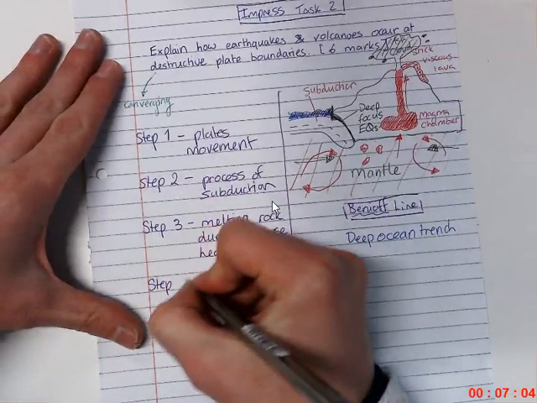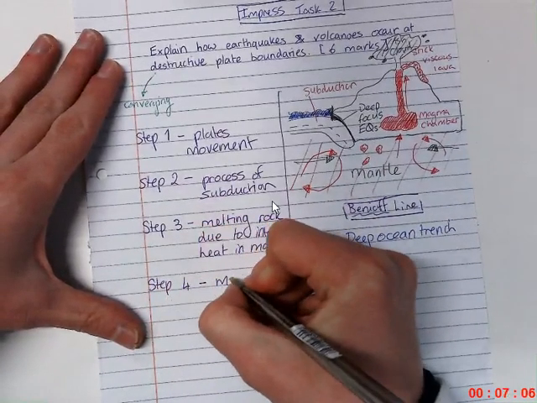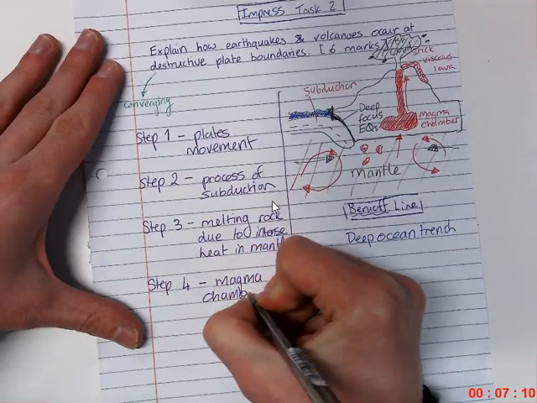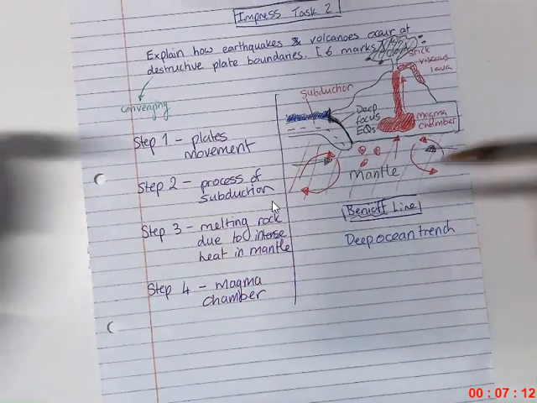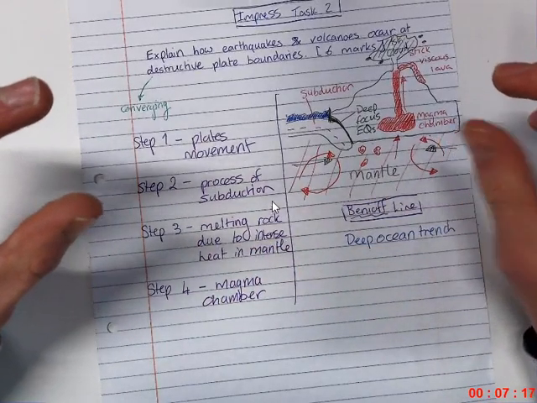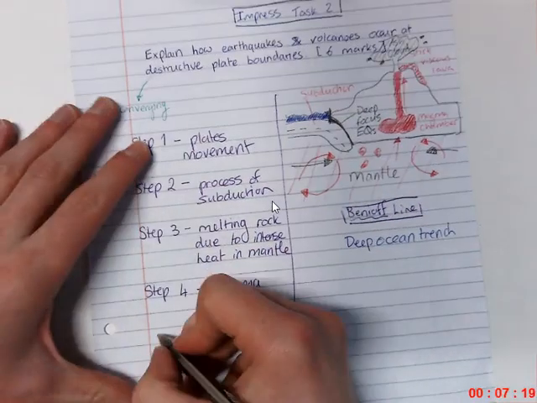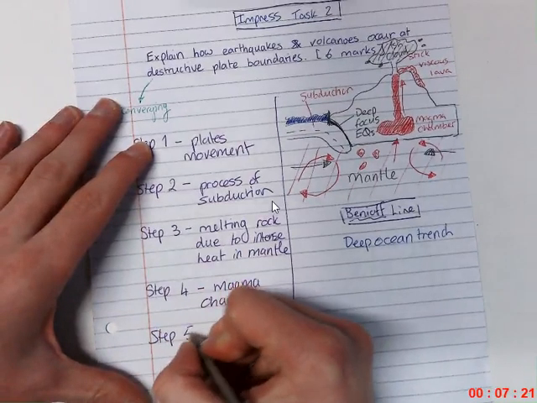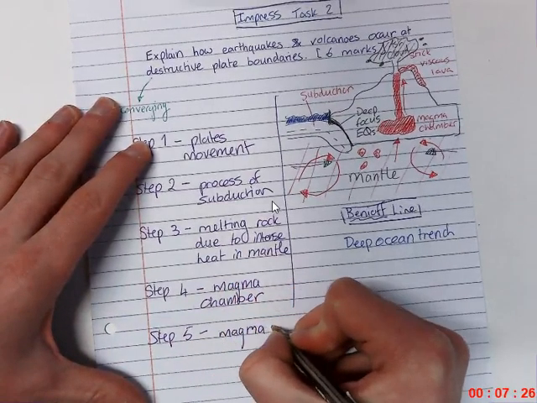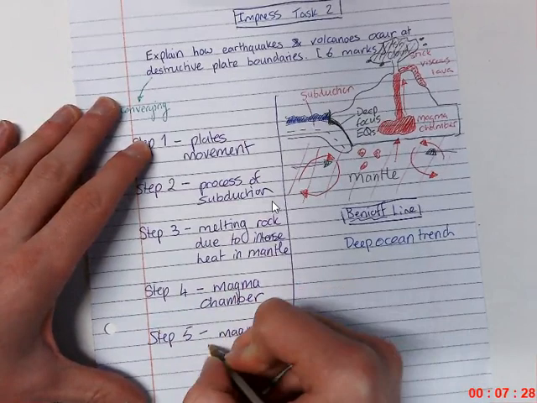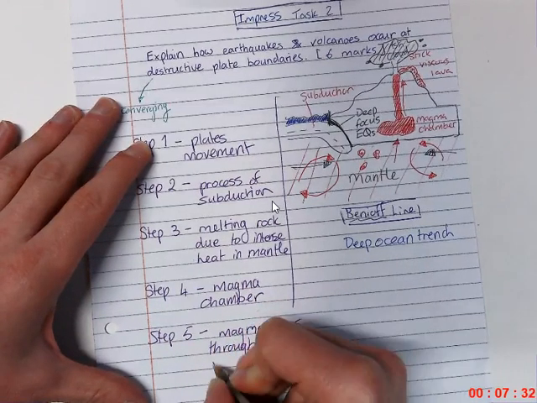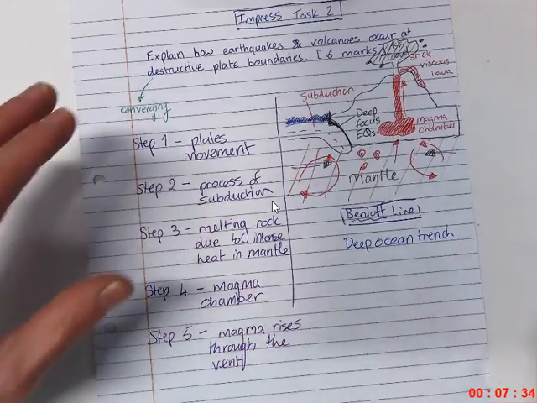Step 4 is going to be the formation of the magma chamber. Okay, so the magma chamber finding itself deep within the crust of the rock. Over time, it's going to force magma through the vent. Magma will rise through the main vent, and sometimes it's going to go through a side vent.